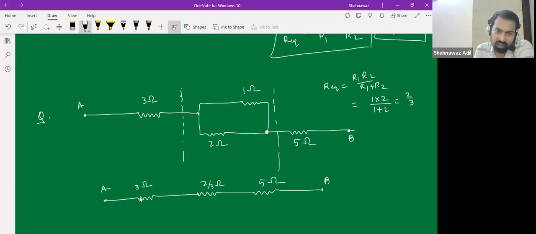And now this is the whole setup in series, right? So then this would be how much? This would be 3 plus 5 plus 2 by 3, which is how much? 8 plus 2 by 3, which is 24 plus 2, 26 by 3. So 26 by 3.